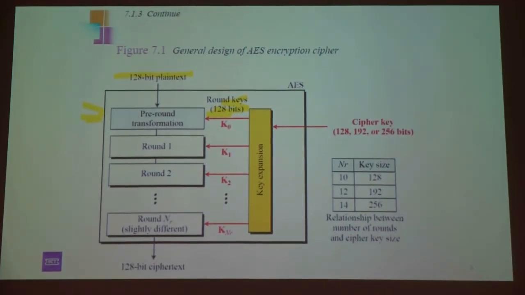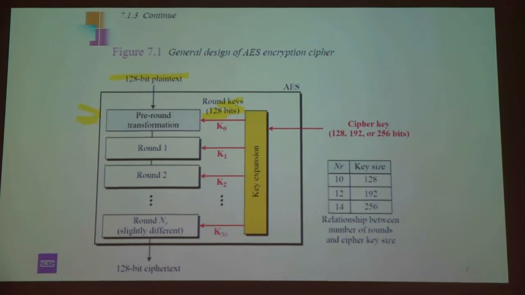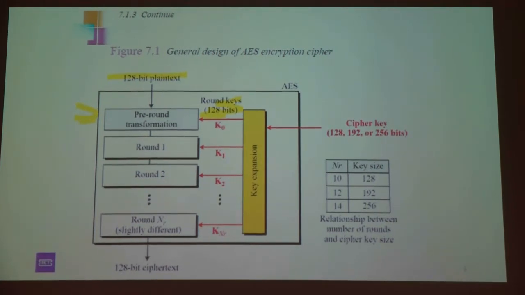Remember, we learned about two important boxes last week, S-box and P-box, right? What is S-box? Substitution box. And P-box? Permutation. So we know exactly how it works. So we have a pre-round transformation. We'll take a deeper look in this box. Then it goes to round one, up to round, let's say, 10.